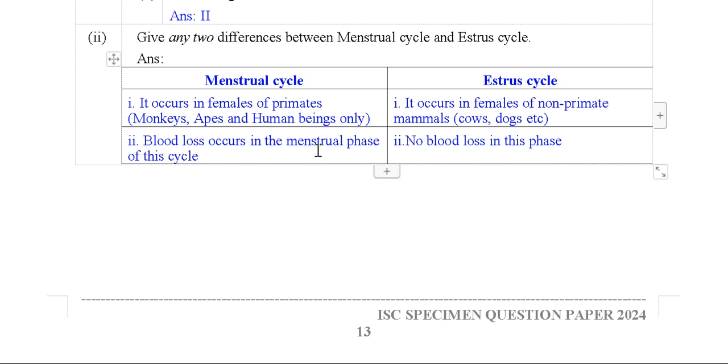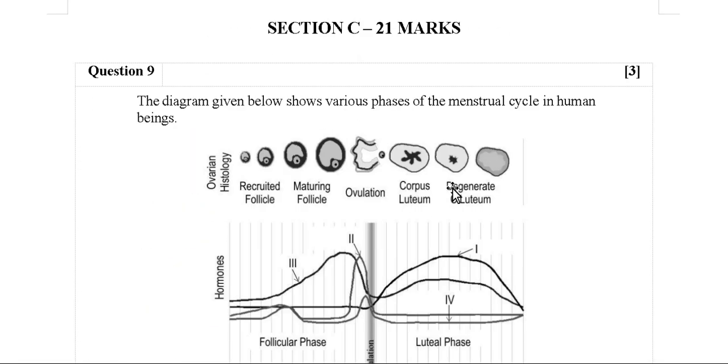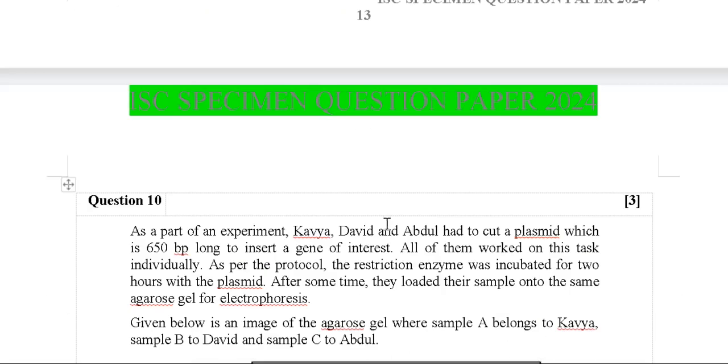The first phase of the menstrual cycle is the menstrual phase, the same name. So it is written that blood loss occurs in the initial phase of the menstrual cycle. But in the estrous cycle, we will not see any loss of blood, so there is no blood loss in the estrous cycle. So this is the difference. This diagram is given for 3 marks, so we discussed its questions along with the answers.